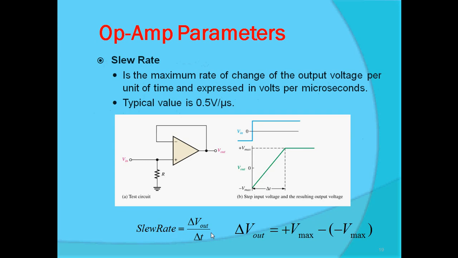Slew rate is a very important factor among op amp parameters for the selection of an op amp, as slew rate defines the maximum rate of change of output voltage per unit of time, and it is expressed in volts per microsecond. So slew rate defines how rapidly the op amp will respond to changes at the input. A small change in input will be reflected at the output.